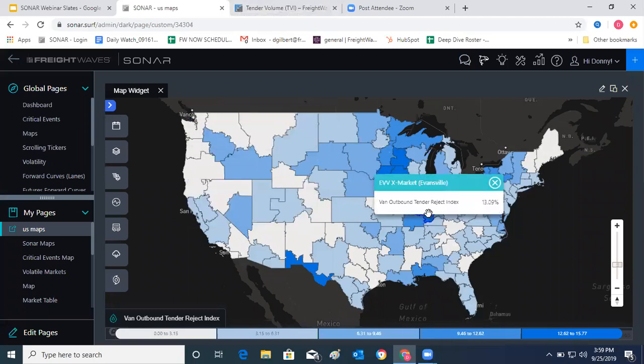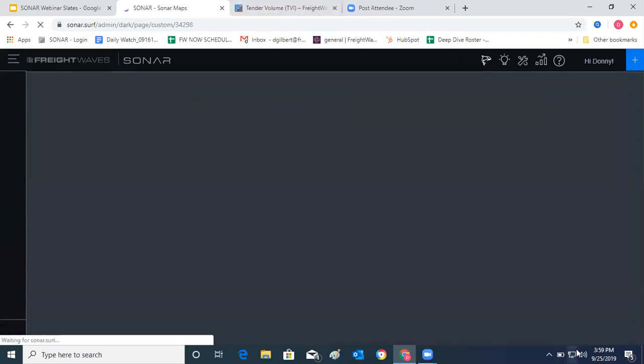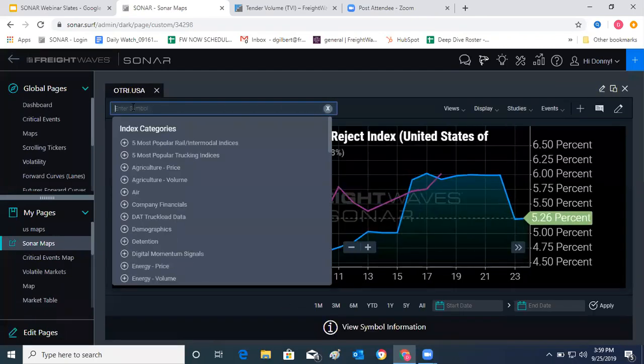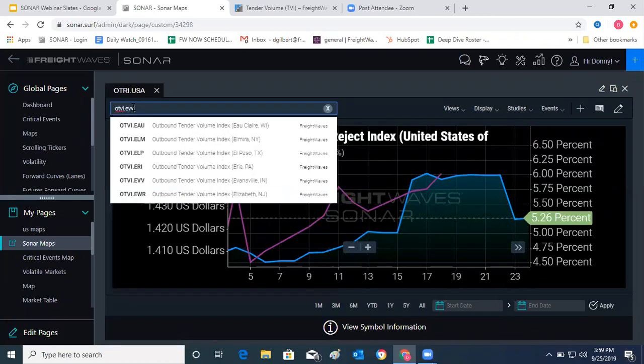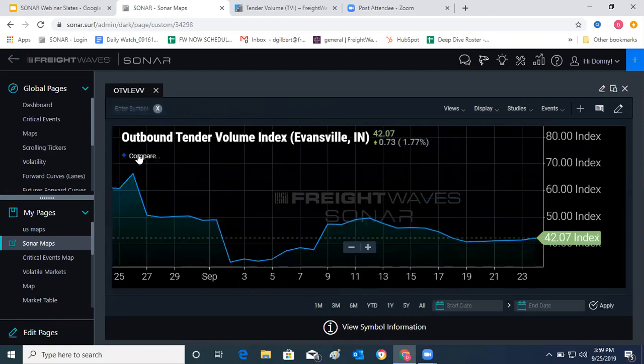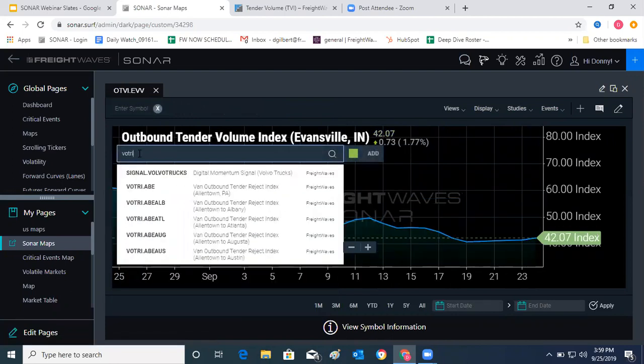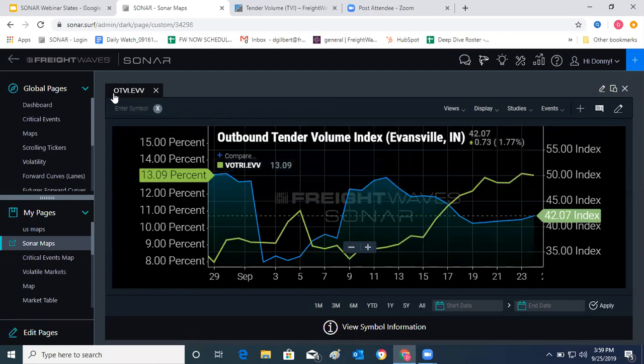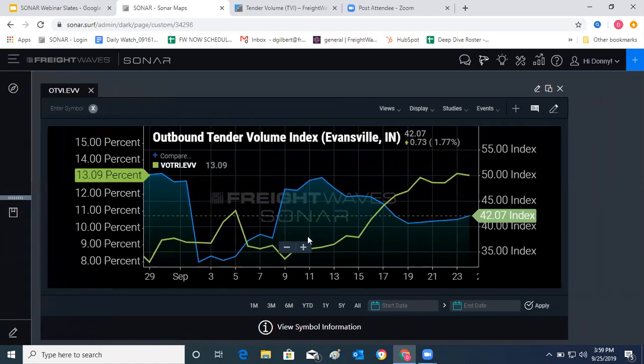Over here in the middle, we see a darker blue. This is Evansville, Indiana, 13.09% on the dry van tender rejection rates. This is a point where I would definitely dig in and see what's going on in this market. And we do that by taking this information to our charts. Whenever I'm looking at a chart, I actually prefer to pull up the volumes first. So I'm going to pull up OTVI.EVV for Evansville. And I'm going to compare that to VOTRI.EVV, which is the dry van tender rejection rate index. And again, you'll learn these codes, the VOTRI and the OTRI, in our Knowledge Center.